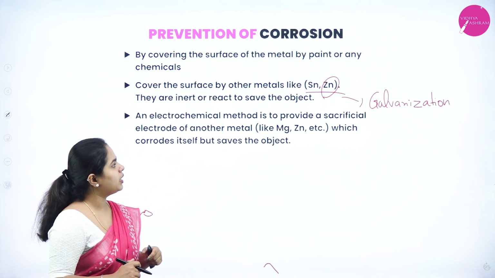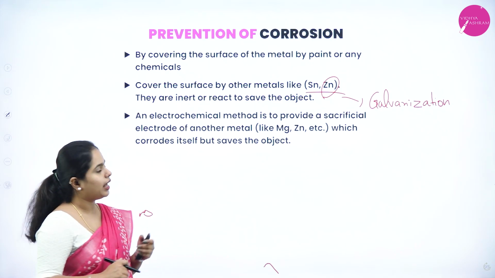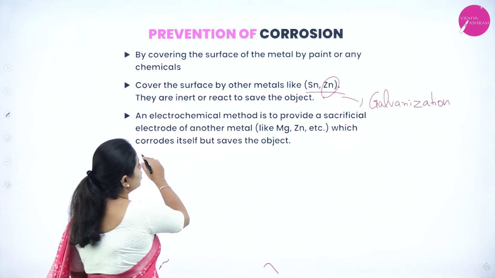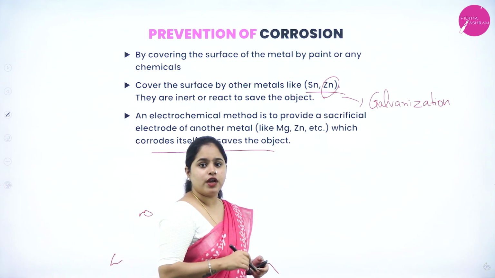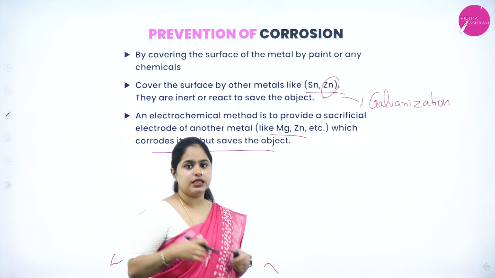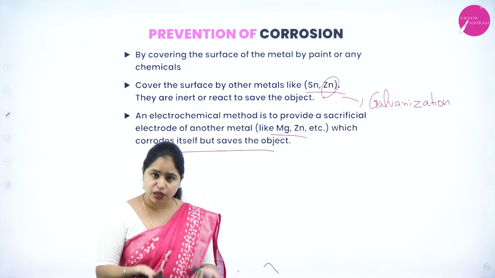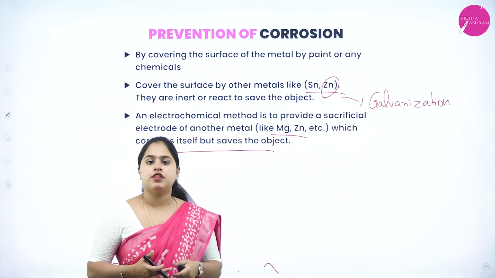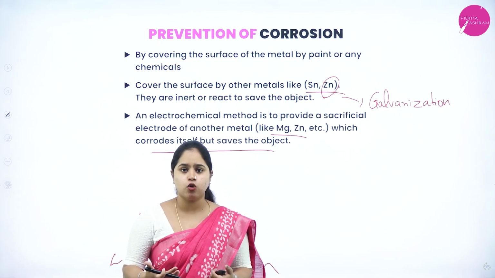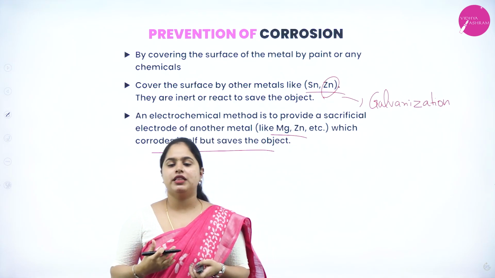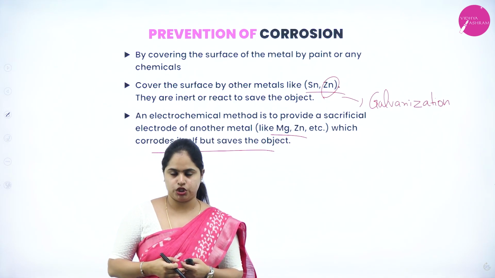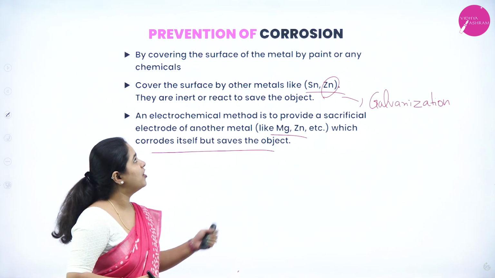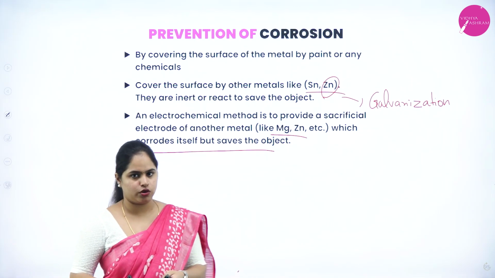Now, an electrochemical method is to provide a sacrificial electrode of another metal, which corrodes itself but saves the object. If you are using magnesium and zinc, they will react and sacrifice themselves, and will save the other metal that would undergo corrosion. So these are a few methods by which we can prevent corrosion. I hope corrosion, the rusting of iron, the reaction, and the ways in which we can prevent corrosion are clear for you.